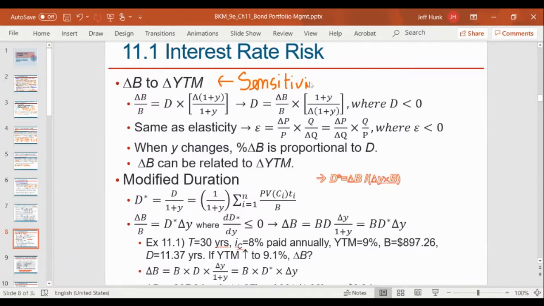And the reason this matters is that we can predict. Given an interest rate change forecast, we can forecast how much impact it will have on our bond holdings. That's the idea. So we can use duration this way. The percentage change in the bond price is the duration times the percentage change in the yield.